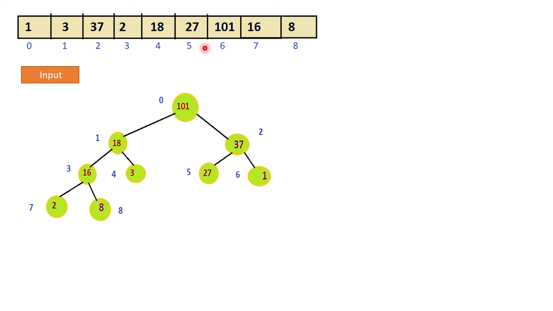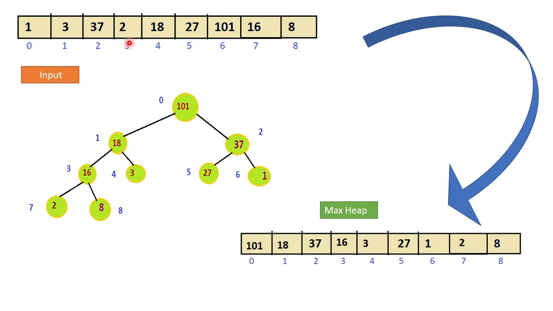So this is my input array and I first have to convert it to a max heap, because we are going to sort in ascending order. The input array is converted to a max heap. All the max heap properties are maintained. You can check that the root node is greater than all other nodes, and likewise 18 is greater than all its children. So the first step is to create a max heap out of this input. From now on, whatever operations we do, we do in this array only.